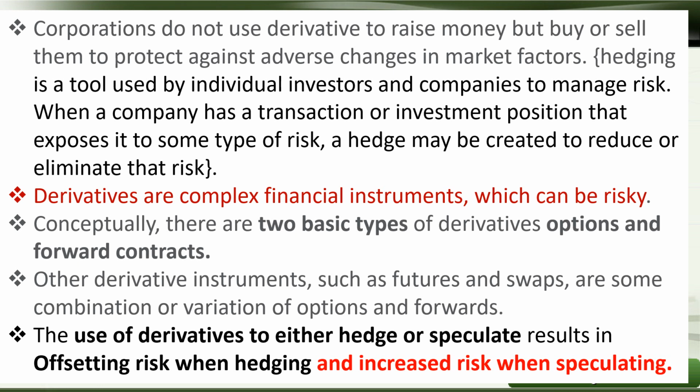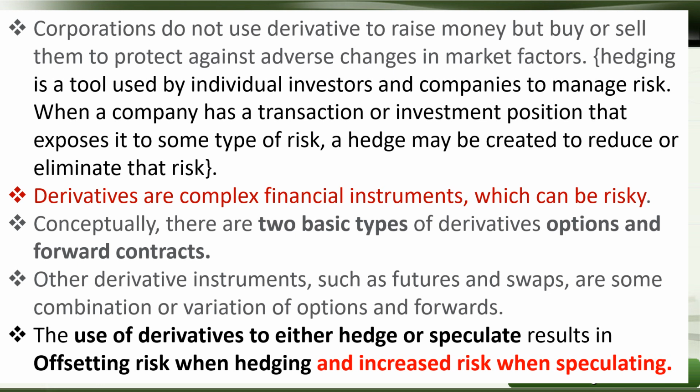When a company has a transaction or investment position that exposes it to some type of risk, a hedge may be created to reduce or eliminate that risk. For example, if after 2 months your company has to pay in British pounds, it may get involved in foreign currency hedging, such as taking a call option, which we will be studying in detail in this part of the lecture. That is called hedging. It is done only to cover the risk.